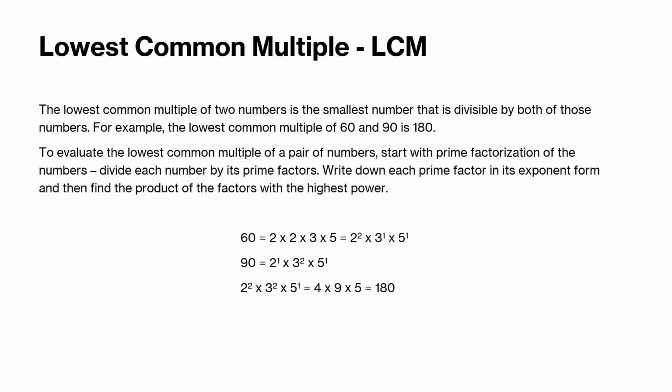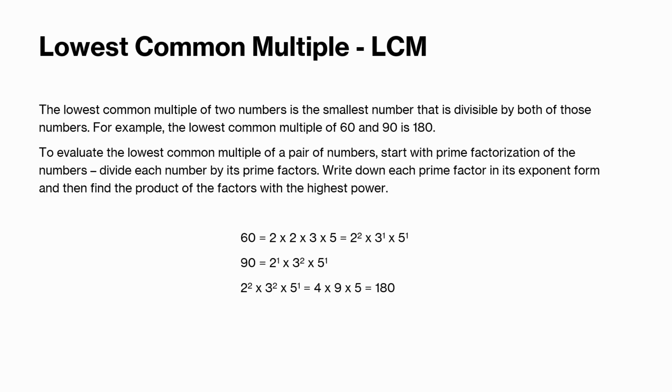You divide each number by its prime factors, so 60 would be 2 multiplied by 2 multiplied by 3 multiplied by 5, and 90 would be 2 multiplied by 3 multiplied by 3 multiplied by 5. You write down each prime factor in its exponent form as shown, so 2 multiplied by 2 would be 2 squared, and then we have 3 to the power of 1, 5 to the power of 1. We do the same for 90.